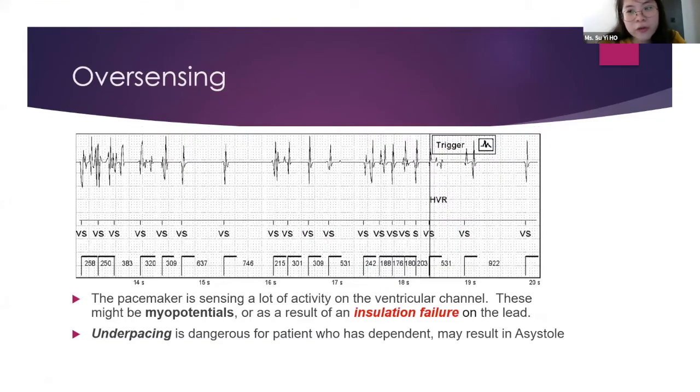Another sensing issue will be oversensing. Oversensing occurs when the pacemaker is inaccurately sensing other signals, hence inhibiting pacing. One example will be sensing of myopotentials or sensing of lead noise. For this strip, it seems like the pacemaker is sensing a lot of activity on the ventricular channel. So we need to investigate more to find out whether there might be a potential insulation failure on the lead. Underpacing resulting from oversensing is actually dangerous for patients who are pacing dependent because it might cause them to have asystole.